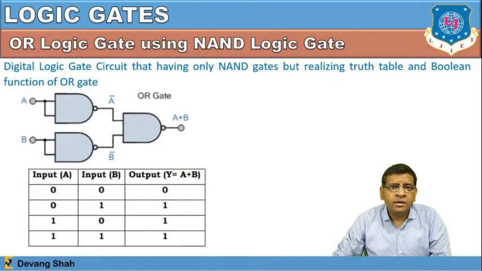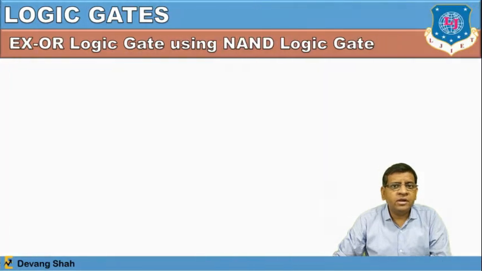That's why the NAND gate is called a universal gate. Here again we have to convert to the XOR gate from NAND gates only, as well as the NOR gate from NAND gates only. You can see the truth table here, which is the realization of the OR gate. In the same way, you can also make the XOR gate using the NAND gate.